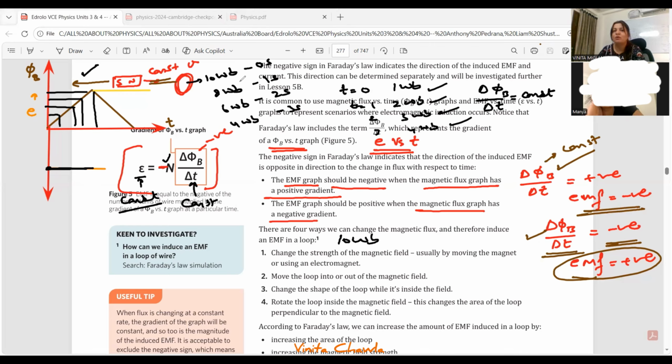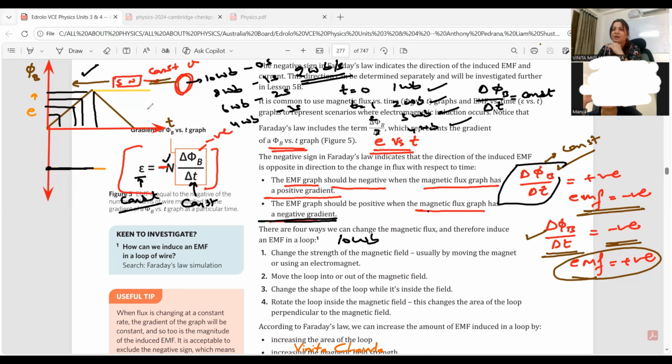So you can see again we have a constant change. How many Weber per second is the change? 2 Weber per second. After every 1 second, 2 Weber is decreased. So change is 2 Weber per second. So we have a constant value of del phi b by del t again, but it is a negative constant, negative value, right? So the magnetic flux graph has a negative gradient. It is decreasing, but constantly, every time after every 1 second, it is decreasing by 2 Weber.